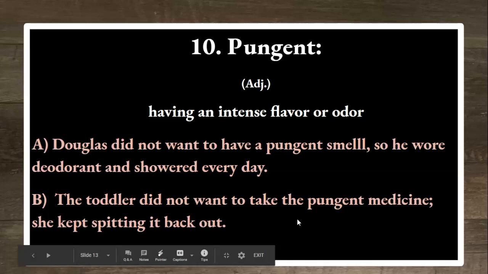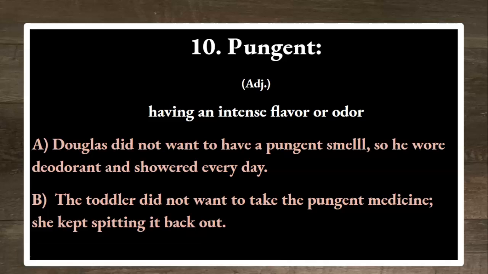And the final word is pungent. It's an adjective and it means having an intense flavor, like when you taste something, or an intense odor when you smell something. So for example, Douglas did not want to have a pungent smell, so he wore deodorant and showered every day. Or B, the toddler did not want to take the pungent medicine. She kept spitting it back out.